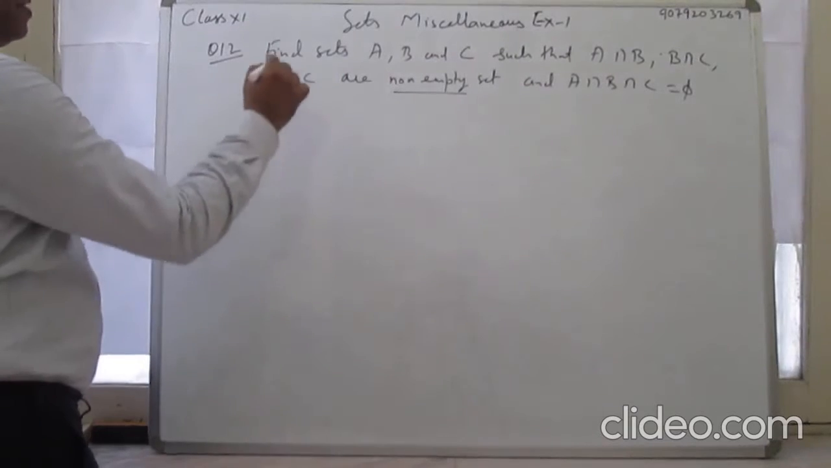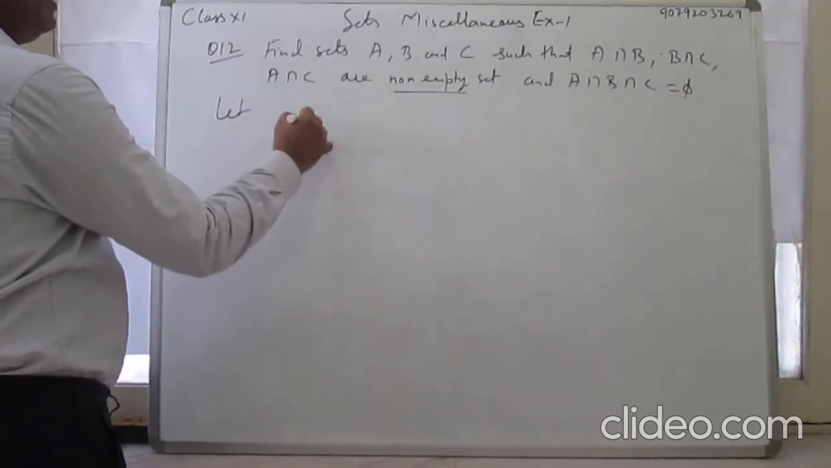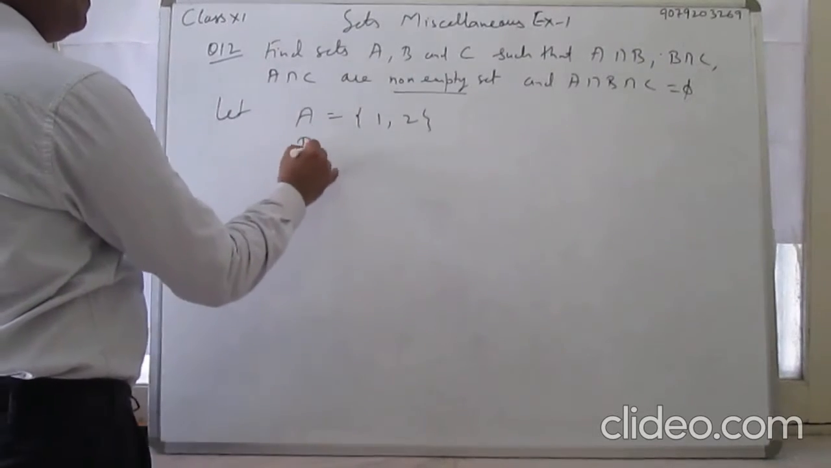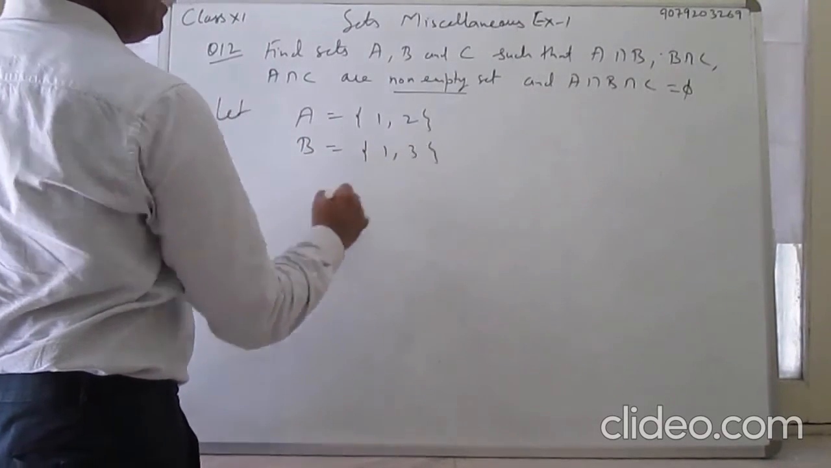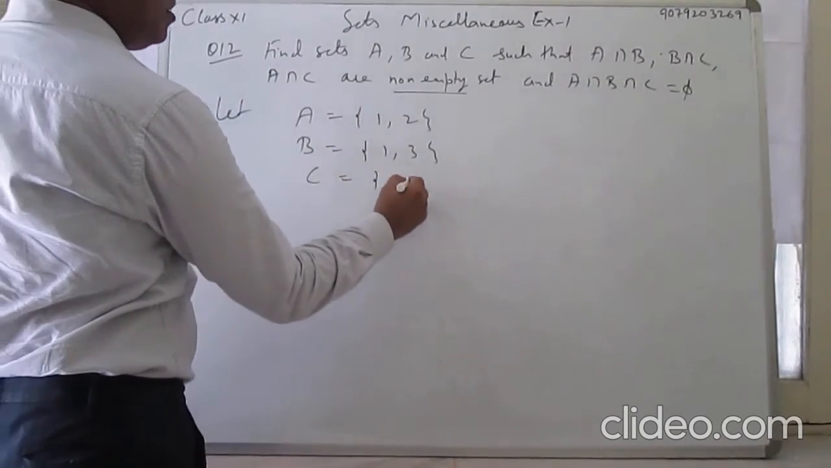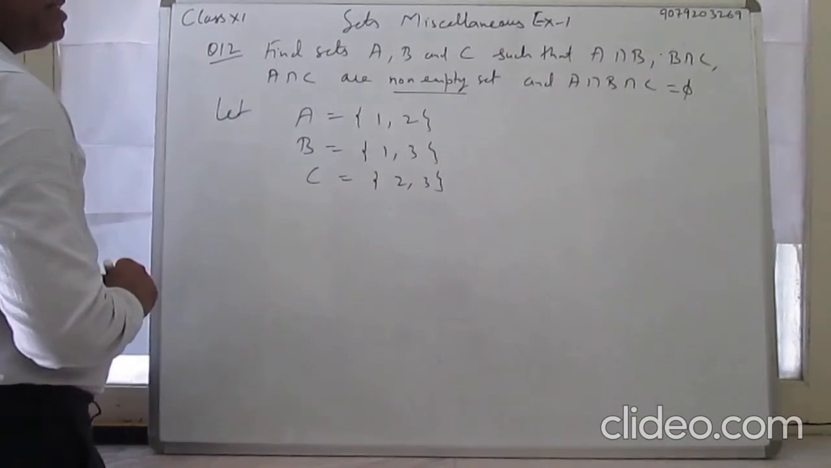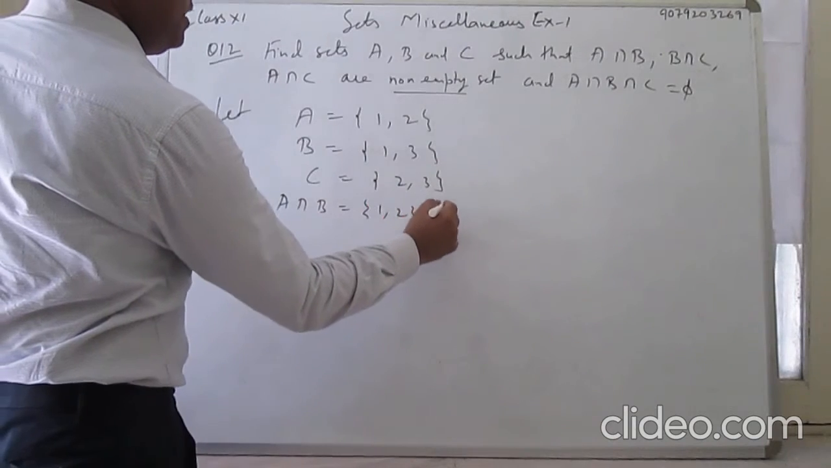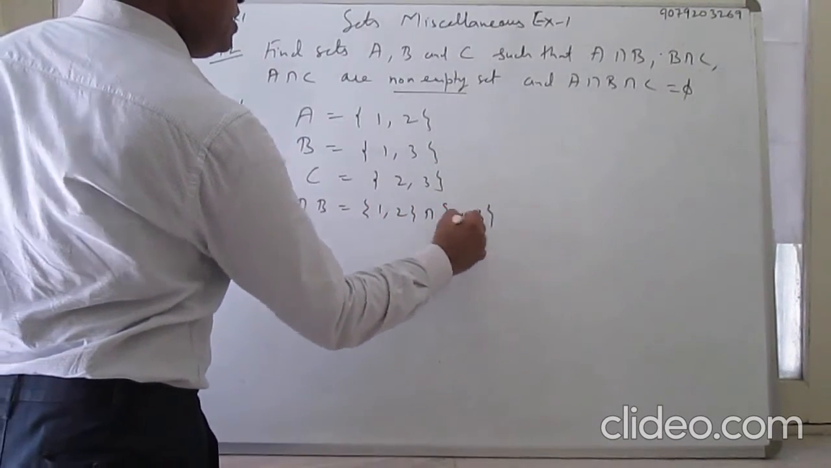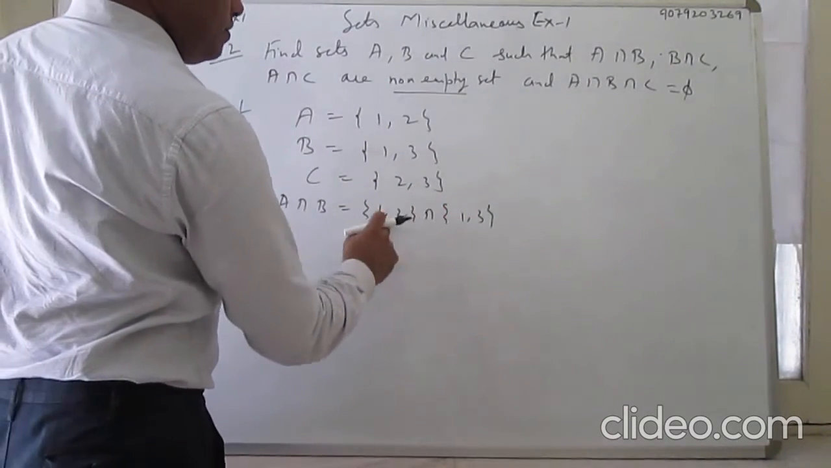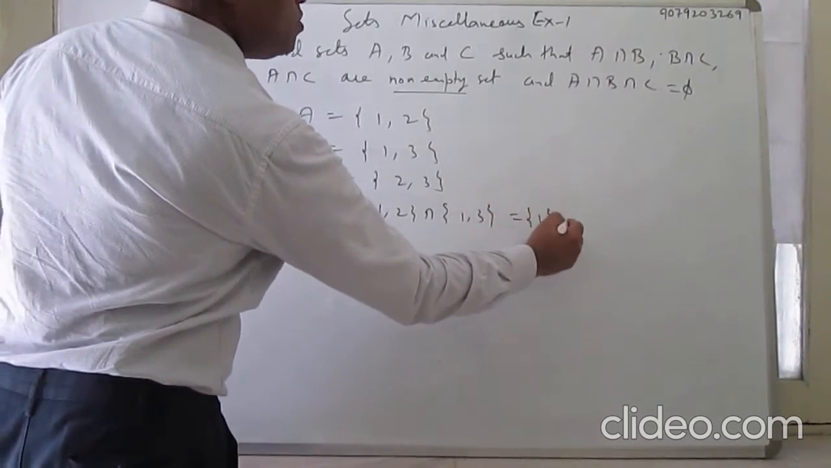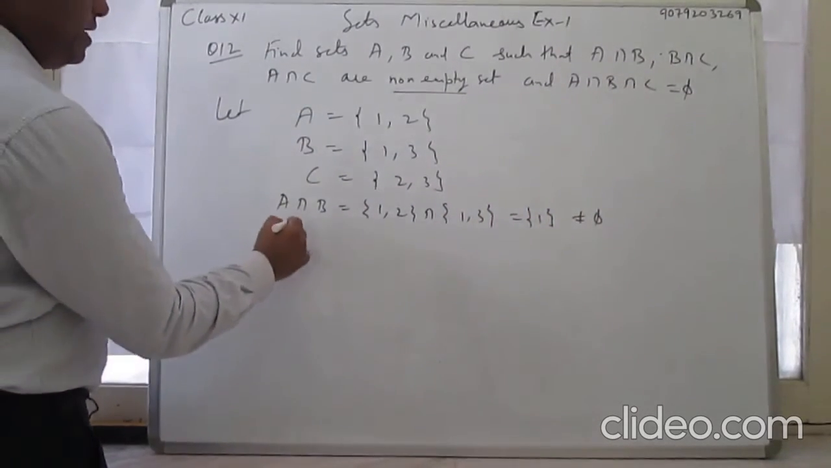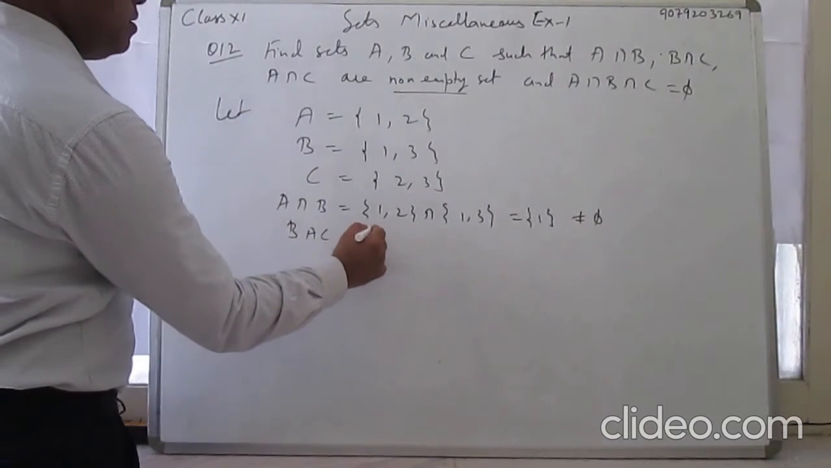Now let A be {1,2}, B I take {1,3}. If C I take {2,3}, then see the condition. What is A intersection B? {1,2} intersection {1,3} is {1}, which is not equal to the null set; it is a non-empty set. Now B intersection C. What is B?